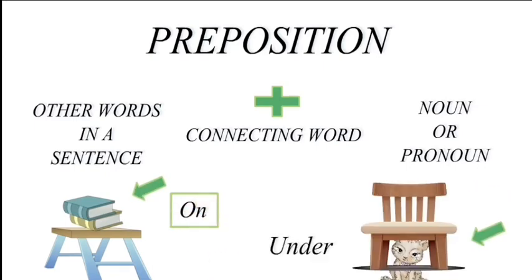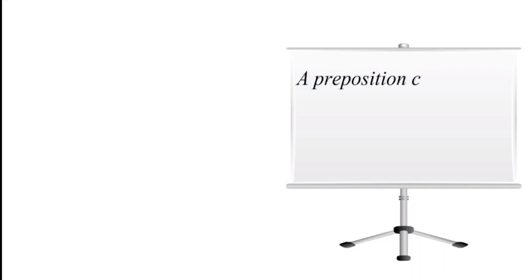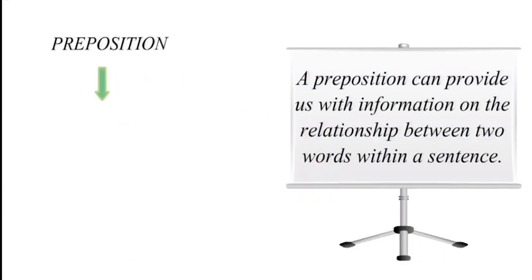So here the word on is telling us the relationship between the book and the table, that the book is on the table. And that we could find out because of the word on. In this sentence, the preposition under is telling us about the position of the cat, that it is under the chair. So yeah, a preposition can provide us with information on the relationship between two words within a sentence.